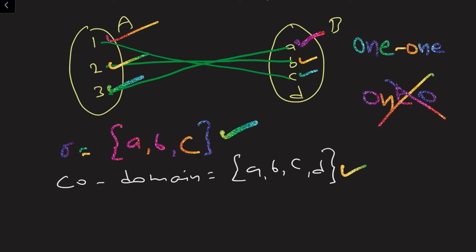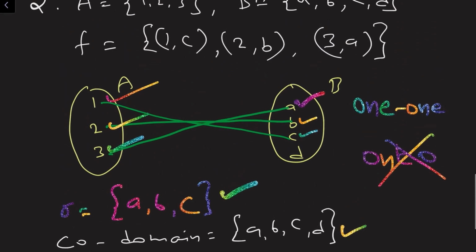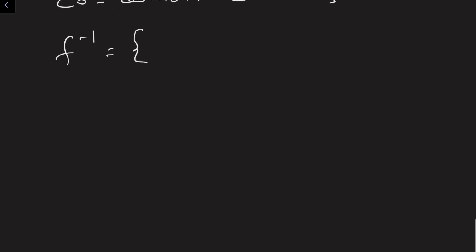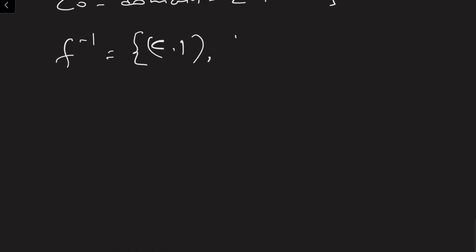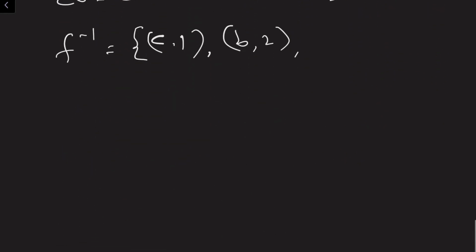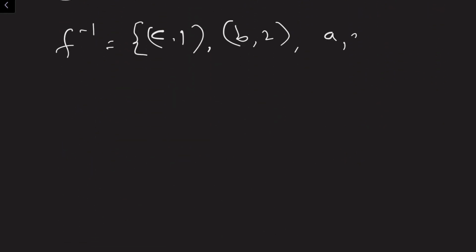Now for the same function f, I will write the inverse. Then f inverse is equal to: since we have 1 comma C, it will become C comma 1; 2 comma B will become B comma 2; 3 comma A will become A comma 3. Then I am checking whether it is a function or not from B to A.